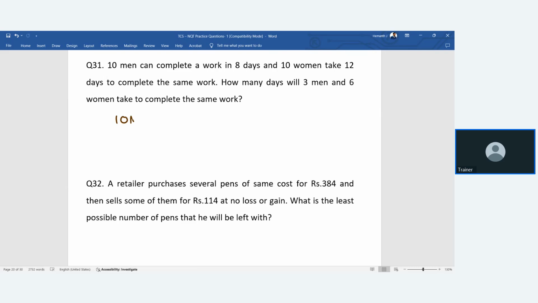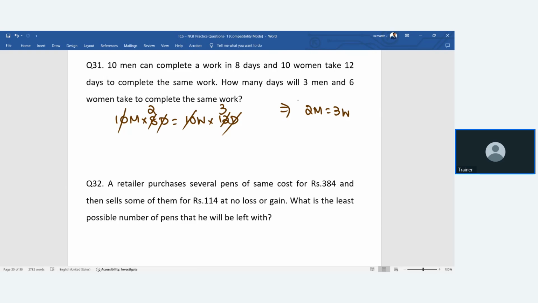So 10 men complete the work in 8 days. The same work will be completed by 10 women in 12 days. We can clearly understand the relation between men and women is 3:2. So 2 men equal to 3 women.